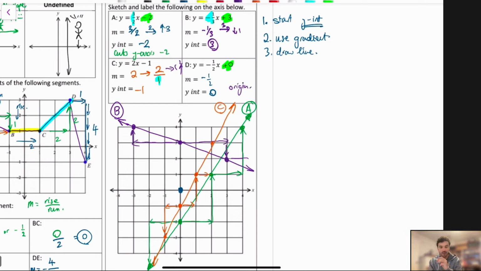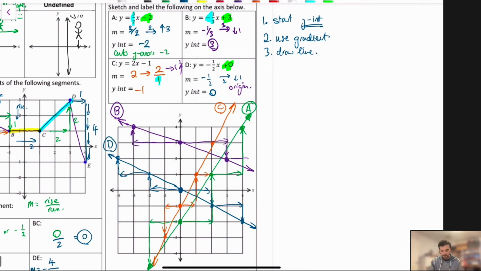And then it's going to go, a pattern, across 2, and as it's negative, it's going down 1. Across 2, down 1, across 2, down 1. Same the other way, across 2, up 1, across 2, up 1. And let's draw a line through them. Okay, and let's label that one D.